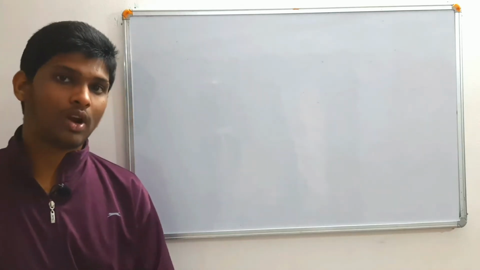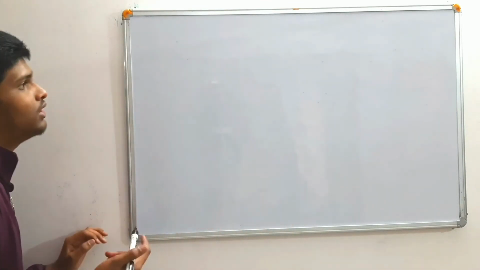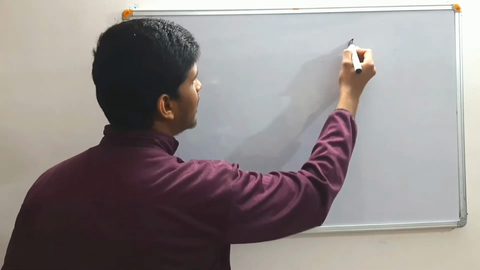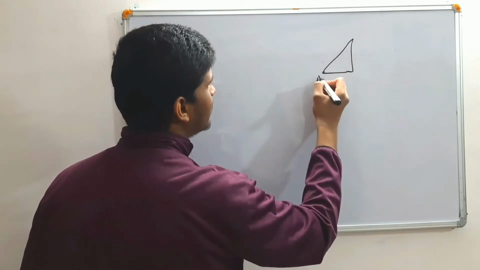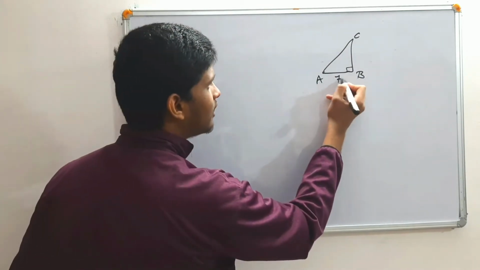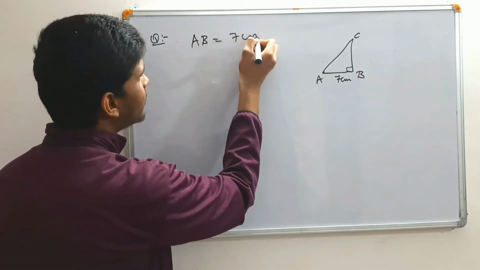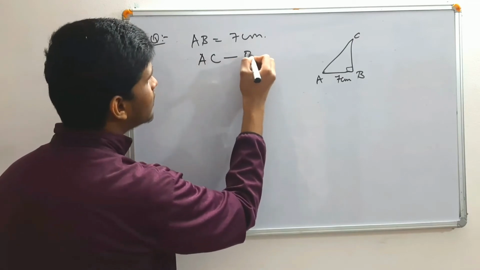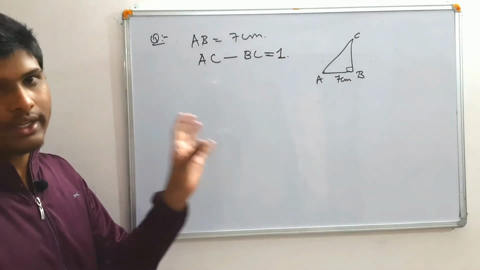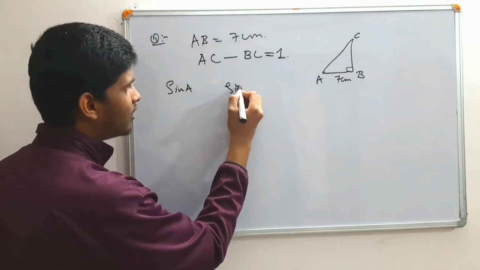So we'll solve some sums on trigonometric ratios and trigonometric ratios of specific angles, the table we studied right now. So the first question says you have a right angle triangle, you can name it ABC, and given is AB is 7 centimeter and AC minus BC is equal to 1. In the question it's given this much. So you have to find sine of angle A and sine of angle C.